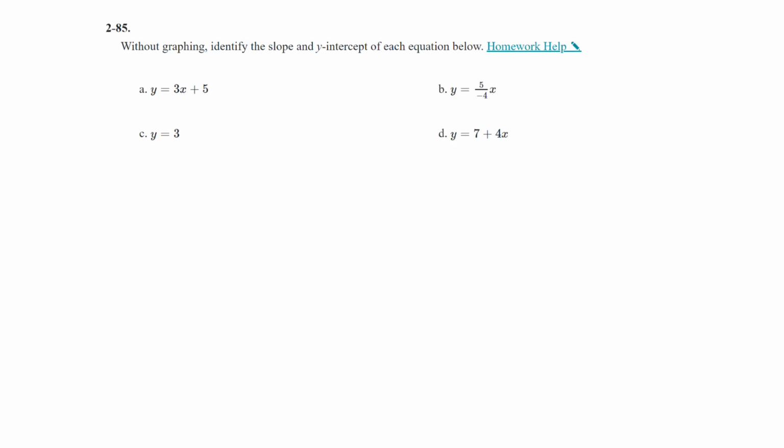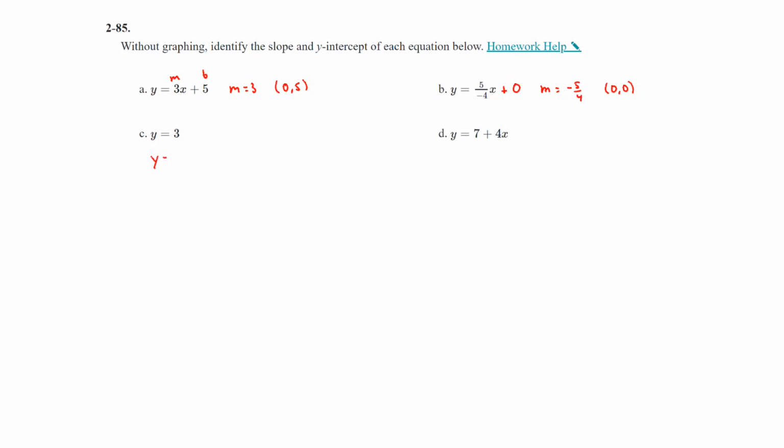Question 85, without graphing, identify the slope and the y-intercept of each equation below. So in part A, the slope is 3, and the y-intercept is 0.5. Remember, the coefficient of x represents the slope, and the constant is your y-intercept. On B, you don't see the y-intercept because it's plus 0, but it still is there. Your slope is negative 5/4, and your y-intercept is the origin 0, 0.